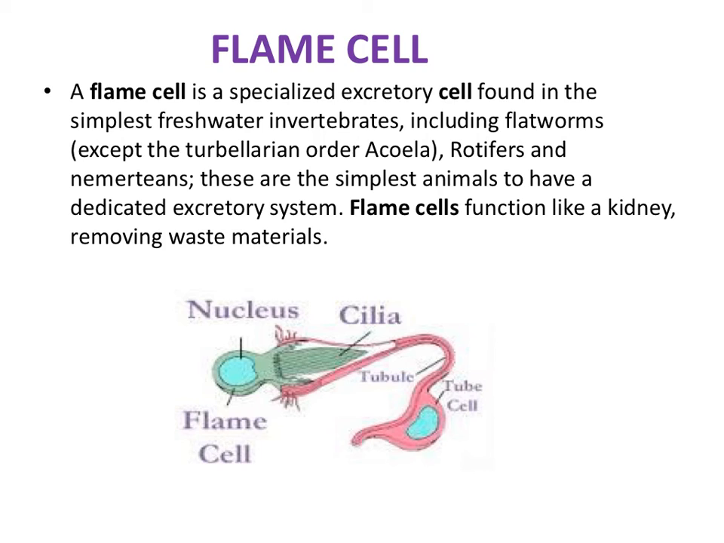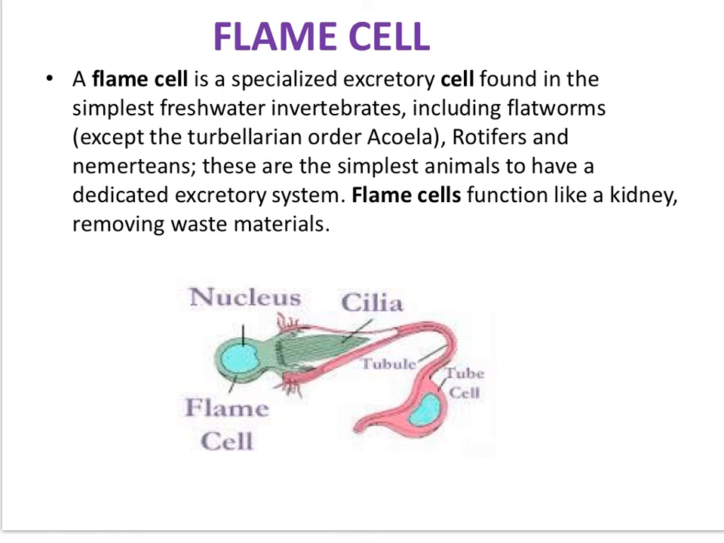Flame cells function like a kidney, removing waste materials. So just like the kidney of the body, flame cells remove waste materials from these flatworms. And these flatworms are the simplest animals that have a specialized organ for excretion. That's what they mean by a dedicated excretory system. This is what a flame cell looks like. It has the nucleus, the cilia, the tubule, and the tube cell. These are all parts of the flame cell.